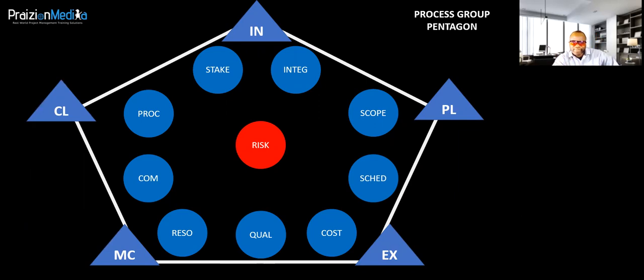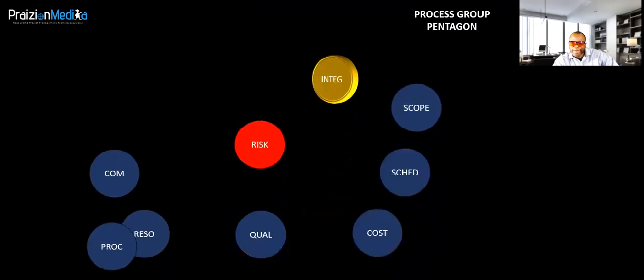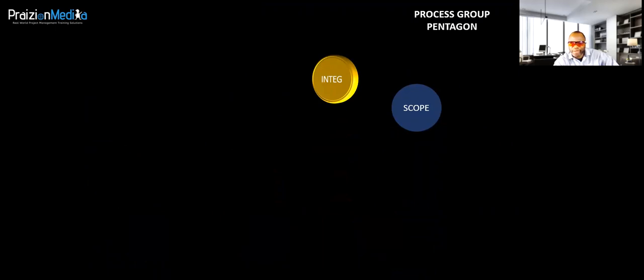Now, in today's episode, we are going to talk about interrelationships between the knowledge areas. So, we're going to start off going deeper into each knowledge area and its interrelationships. So today we're going to talk first about integration, and how integration relates to everything else. And we're going to do that one by one. So let's start off with integration and scope.